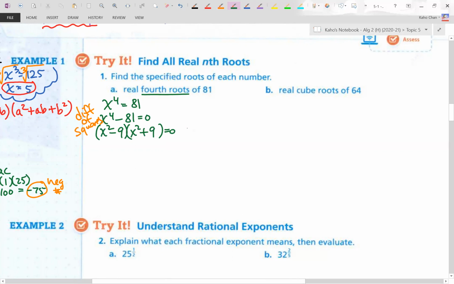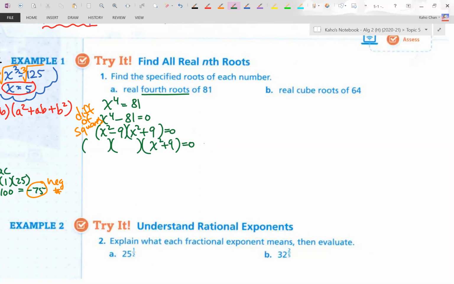These 2 factors here, one of them can go further. There's another difference of squares, the first one, x squared minus 9. But the second one cannot go further without becoming imaginary roots. X squared plus 9, if you try to solve that, you'll get imaginary roots, because there's no number that will give you negative 9. That's impossible. So x squared minus 9 is also a difference of squares, just like the last one above it. That becomes x minus 3, x plus 3.